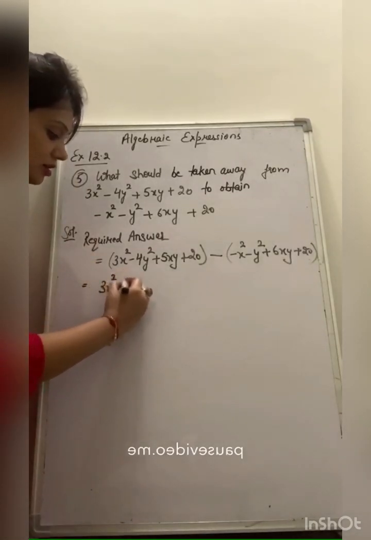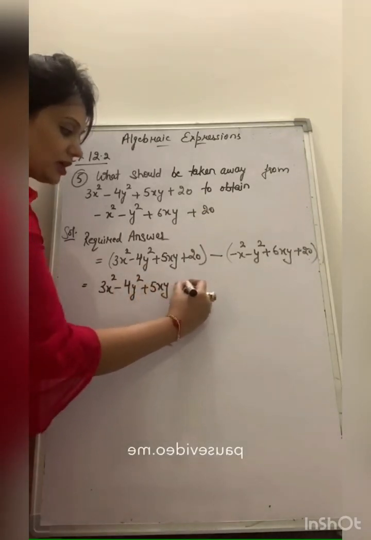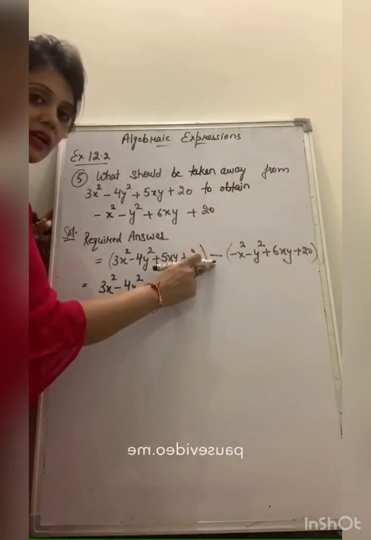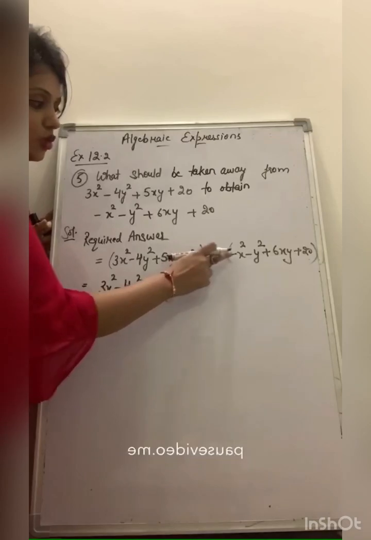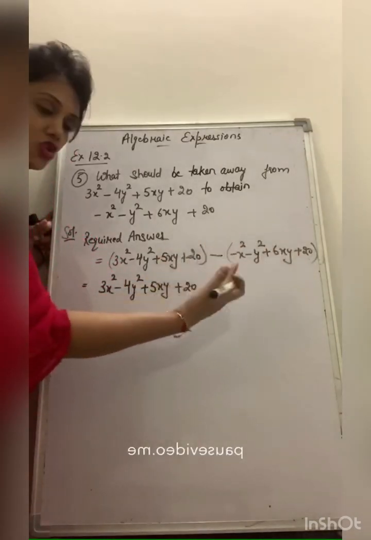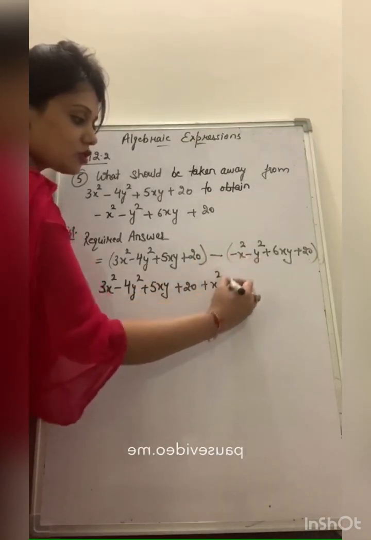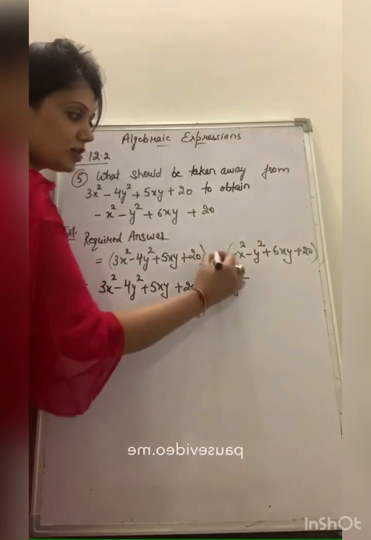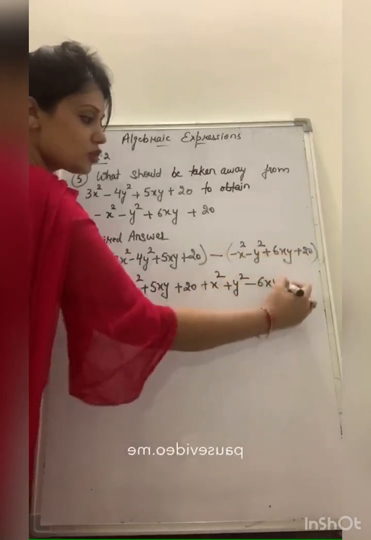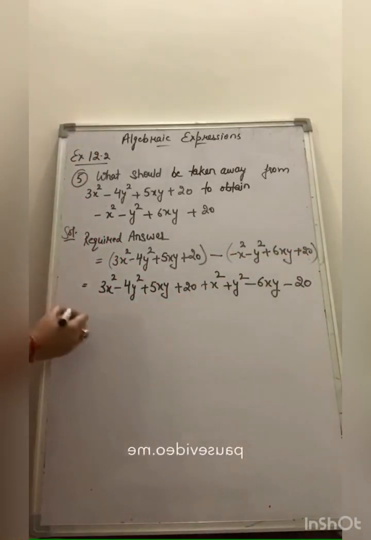3x square minus 4y square plus 5xy plus 20. Now we will open the bracket. As outside the bracket we have a negative sign, the sign of all the terms inside the bracket will get changed. So minus into minus plus x square, minus into minus plus y square, minus into plus minus 6xy, and minus into plus minus 20. Right? Now let us solve it further.